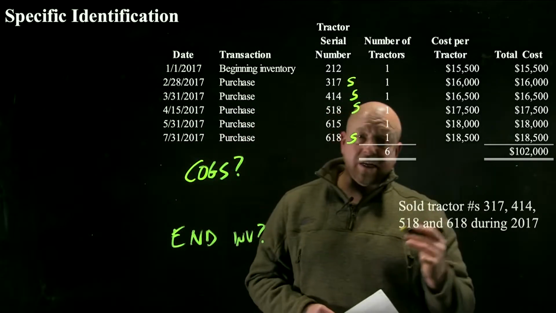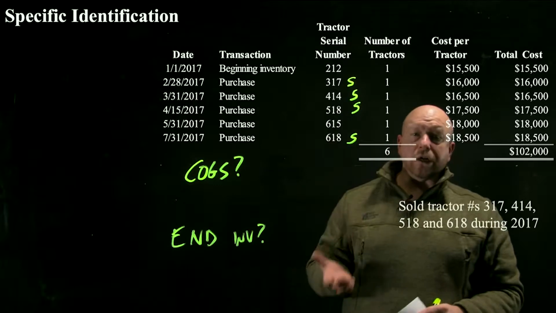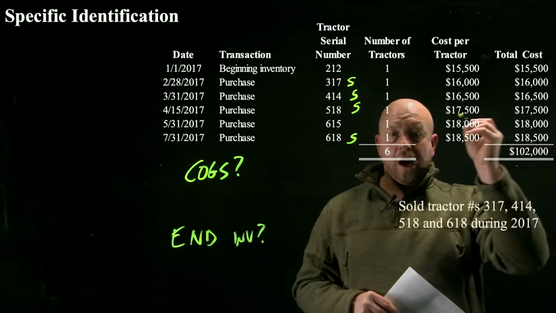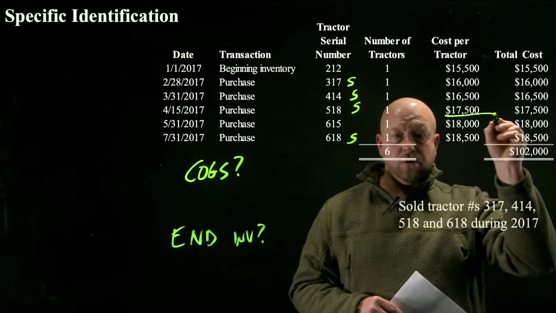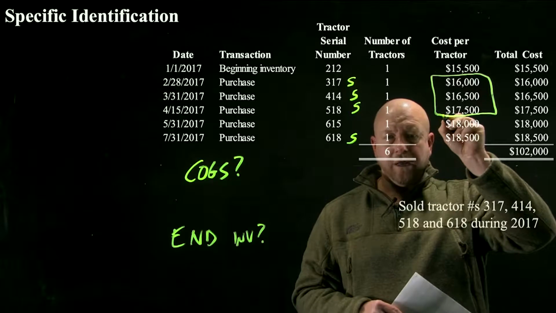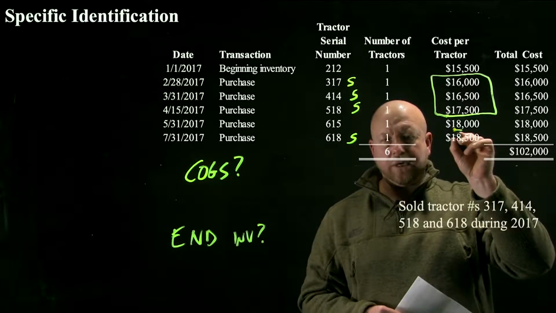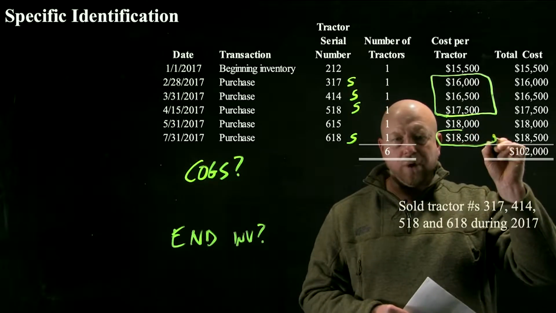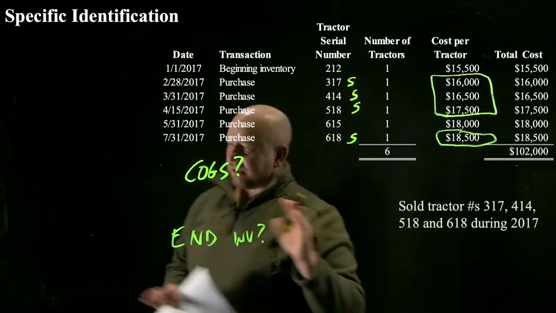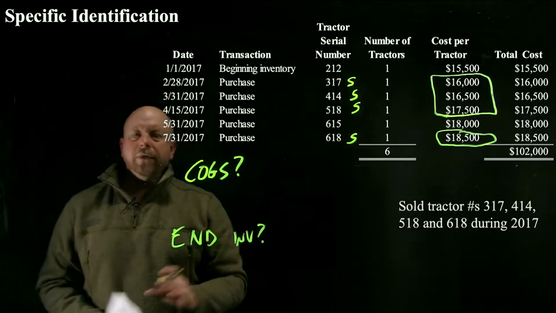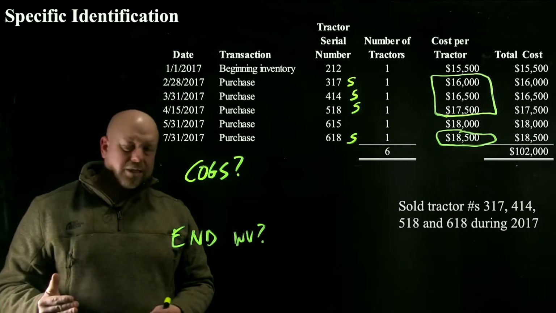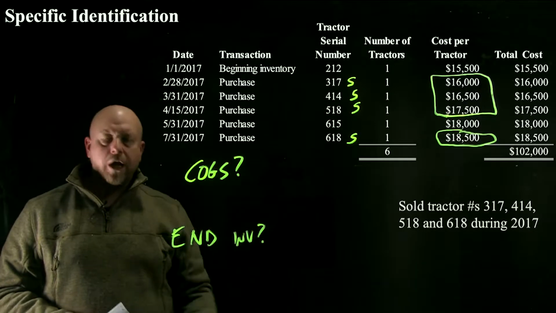Now, the specific identification method, and by the way, we're going to talk about 4 different methods. The specific identification method arguably is the most accurate method, because what we're going to do is say, and I didn't mention this, but these are the exact same model of tractor. I mean, if you looked at tractor 212 versus tractor 618, you wouldn't be able to tell the difference as long as you didn't look at the serial numbers. So these are identical. We just have differing costs.